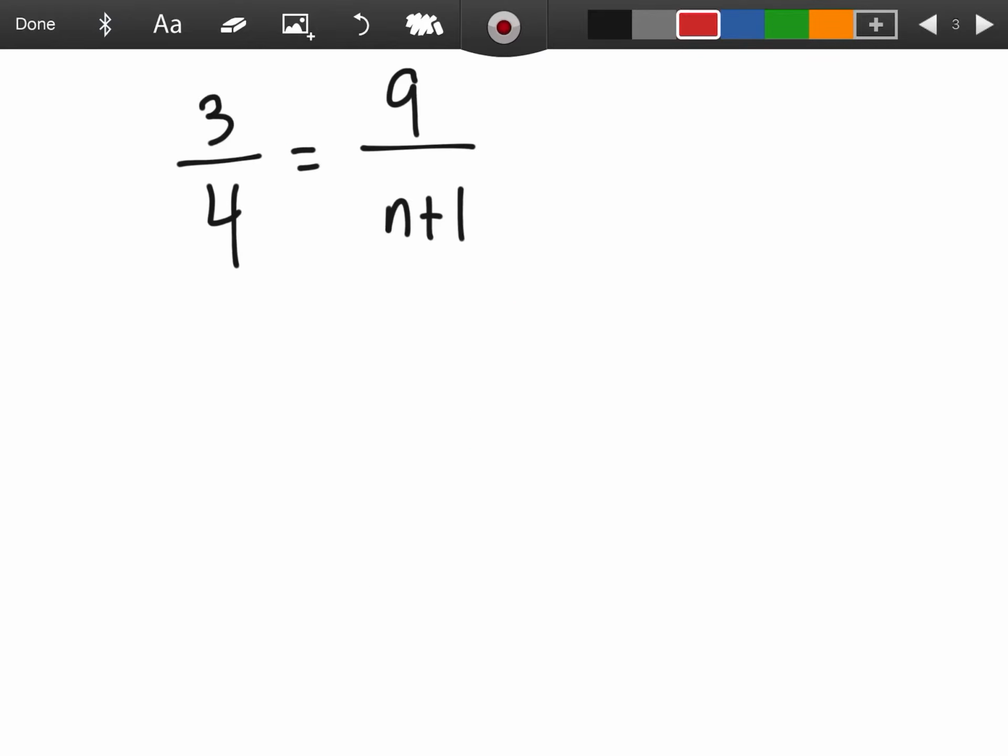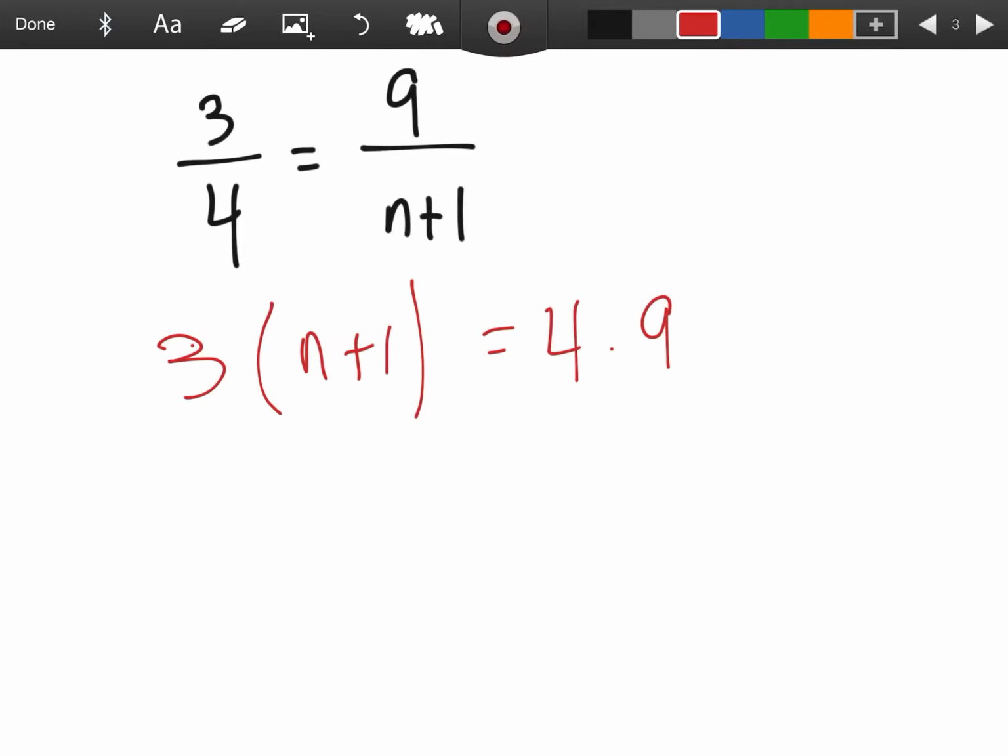All right, this problem is a little bit more complex. So now we have 3 over 4 is equal to 9 over n plus 1. We're just going to do the same thing. Let's cross multiply. The one thing we have to be careful of here is this is 3 times all of n plus 1. So I'm going to write that n plus 1 in parentheses. And that's equal to 4 times 9.